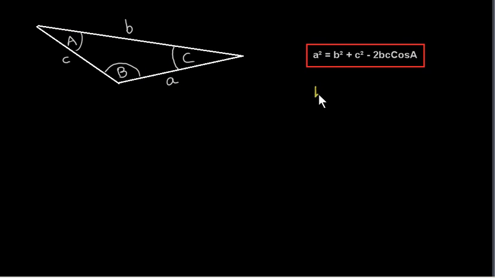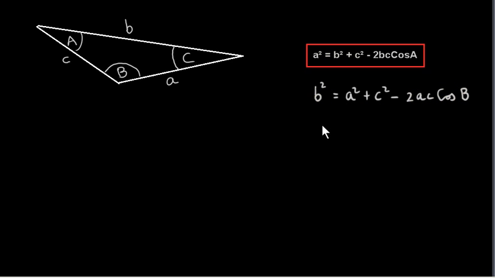So if we make b squared the subject of this, then the other two sides have to be squared and added here, and they have to appear in this product. And the angle has to be the angle corresponding to small b, so we have to have capital B here.